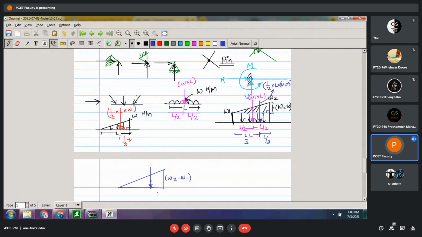So this will be, if base is L, then this will be 2 by 3 of L, and this will be L by 3 from this base point, and converted point load will be half area of this triangle. Base is L and height is now W2 minus W1, because the portion up to W1 you have already considered for UDL. So what remains is W2 minus W1 as height of triangle. Is it clear?